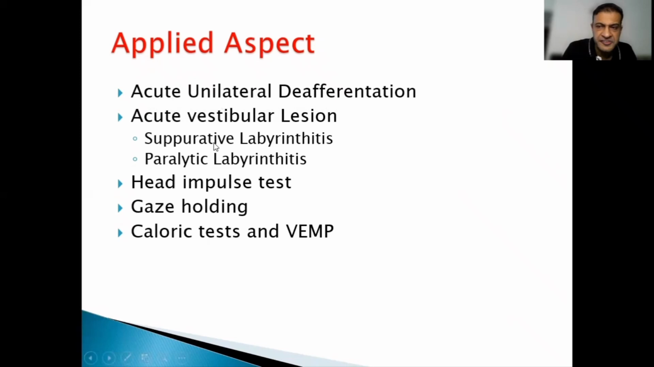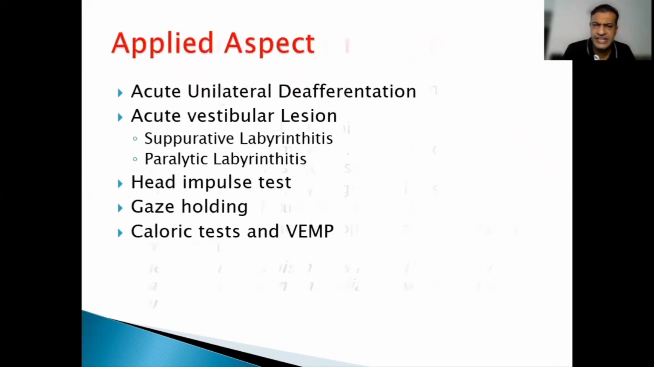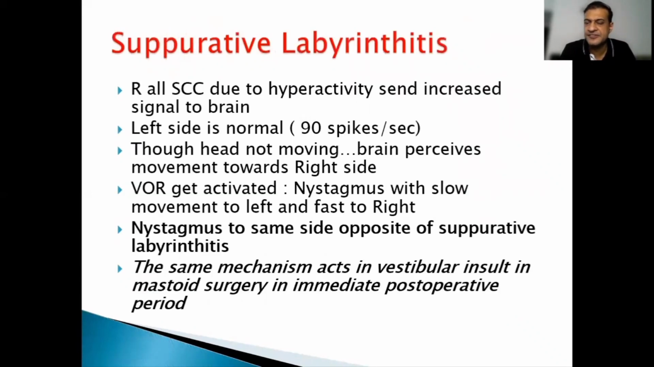So these 4 or 5 points are important when you're writing the applied aspect. First is acute unilateral deafferentation, which is also the same as suppurative labyrinthitis. That is, active stimulation of the labyrinth takes place. Suppose on the right side there is hyperactivity of the right semicircular canal. So the right side semicircular canal is now hyperactive. From 90 spikes, the spikes have become 300, but on the left side it is still 90 spikes.